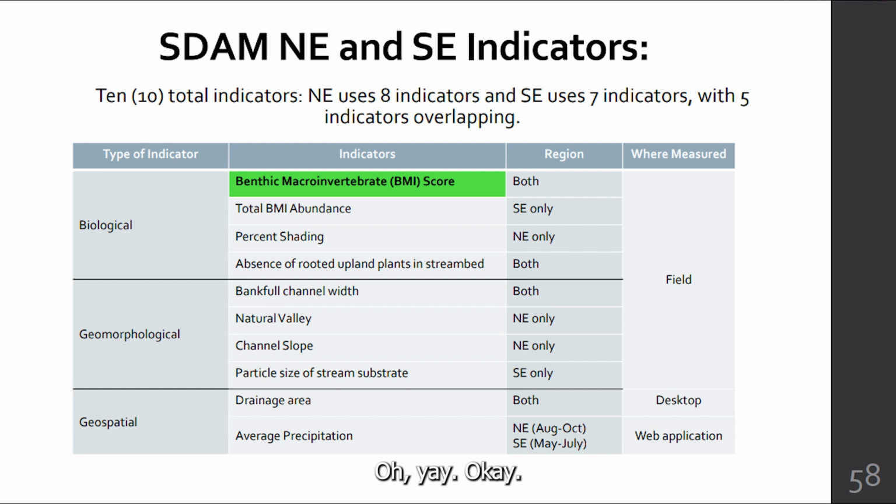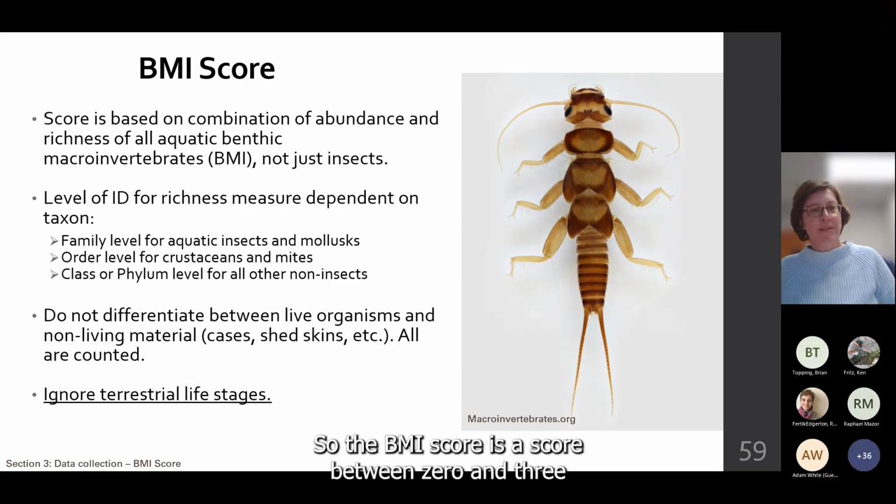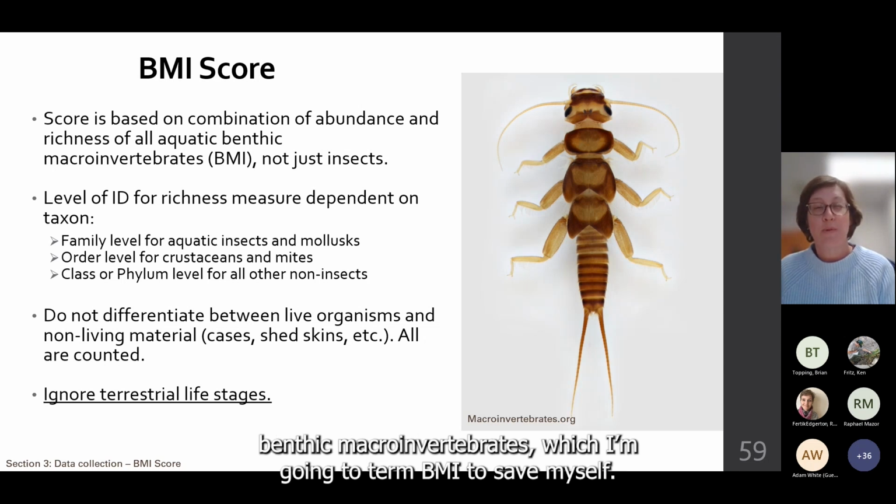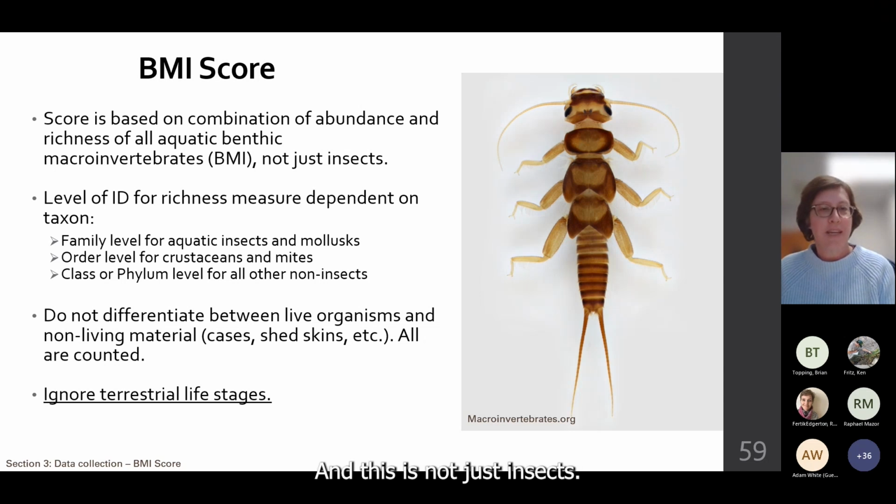Okay. So the BMI score is a score between 0 and 3 that is based on a combination of abundance and richness of all aquatic benthic macroinvertebrates, which I'm going to term BMI to save myself. And this is not just insects.